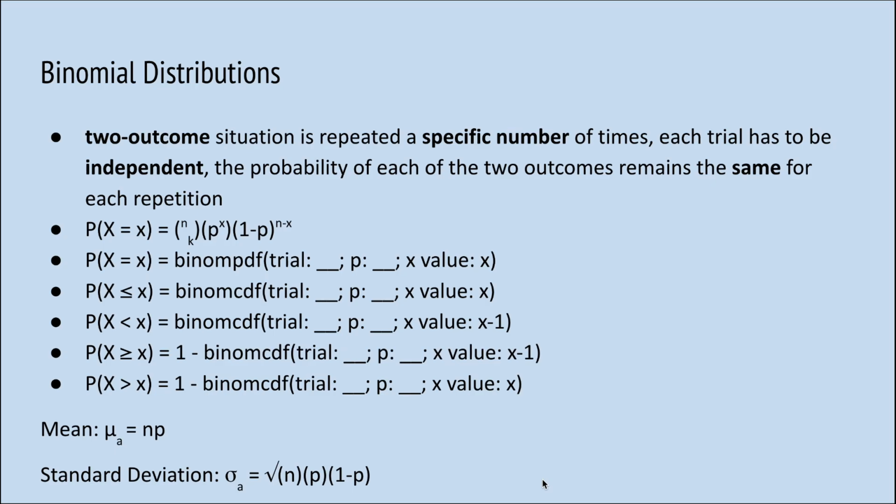So binomial distributions have a couple of requirements, and if they're met, that means it's a binomial distribution. First off, it has to be a two outcome situation. It has to be repeated a specific known number of times, and each trial has to be independent. And the probability of the outcomes has to be the same for each repetition.